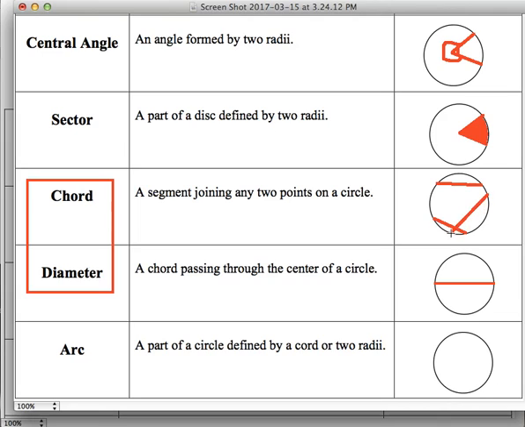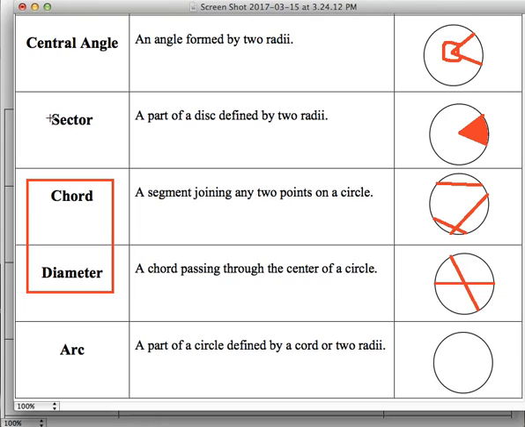I can even have 2 chords intersecting each other like this. But if I want to have something called a diameter, then it really has to be one that goes through the center of the circle, right? Just like we saw the radius did before. And in fact, you can always get 2 radii out of any diameter just by chopping it in half, which means chopping it right at the center.